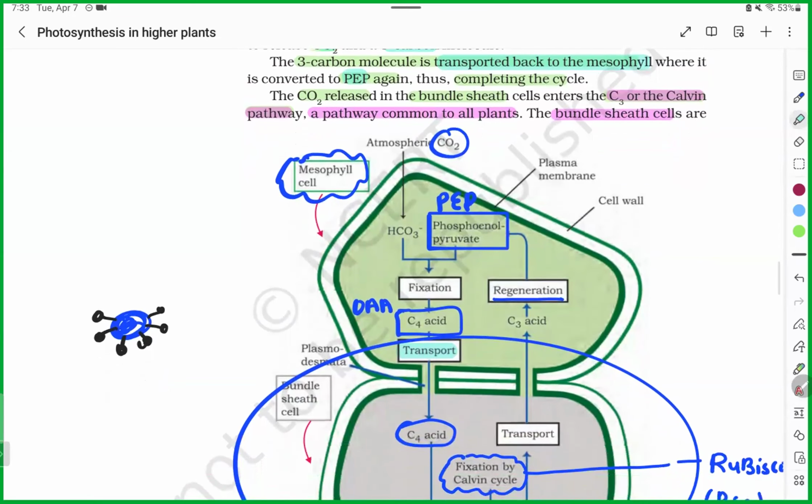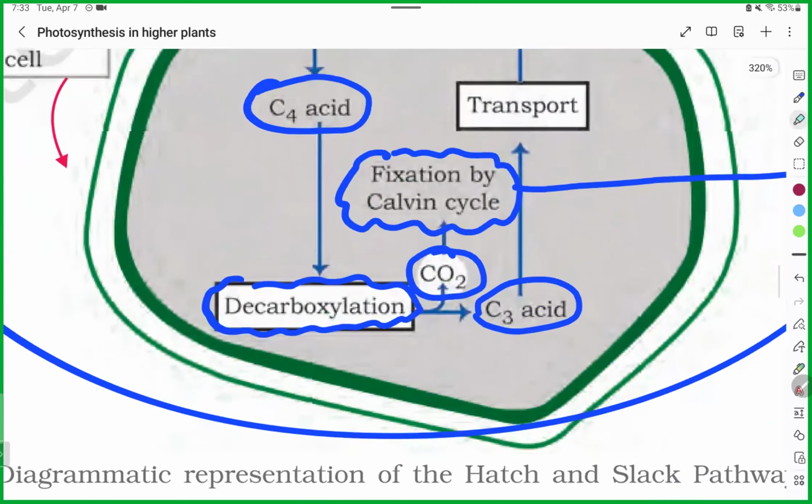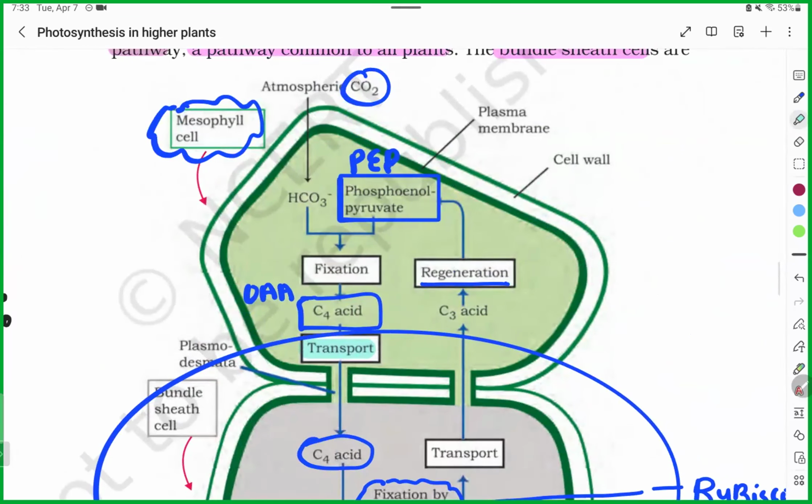Correct. What is the use of the release of CO2? If you see the cycle, CO2 will enter into the mesophyll cell, correct? With the help of phosphoenol pyruvate, it will be fixed and oxaloacetic acid will form, correct?